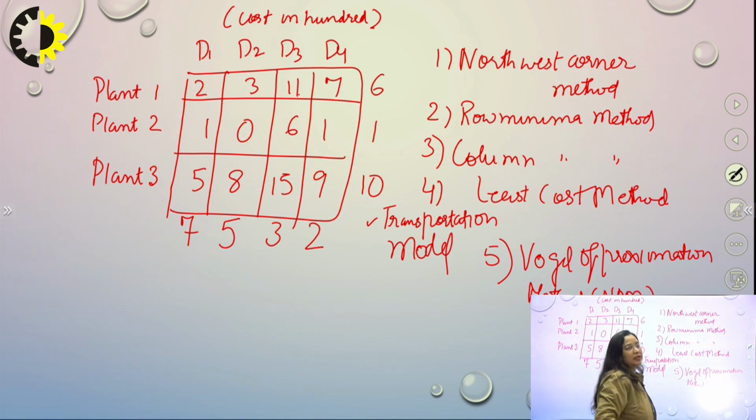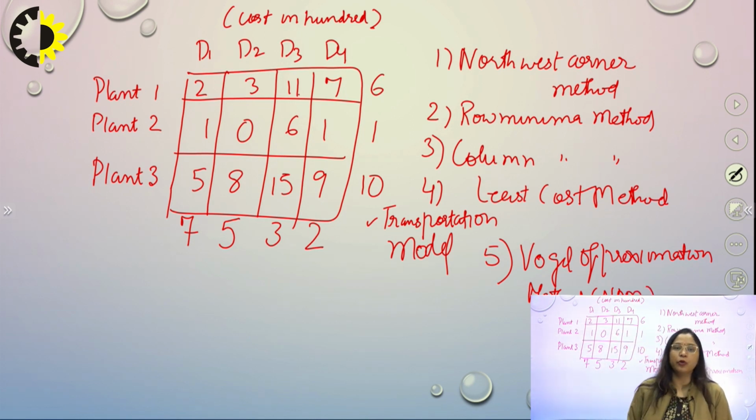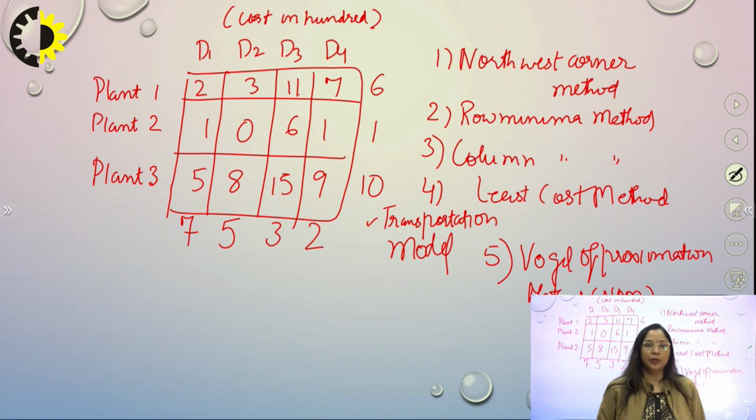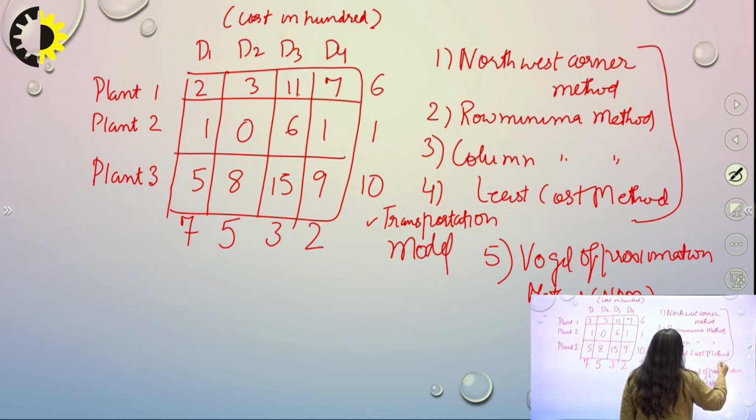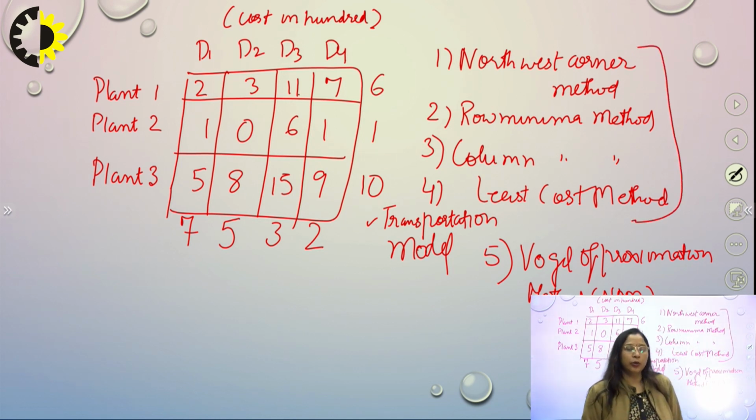Basically, all these methods are hit and trial methods, apart from the Vogel approximation method. Vogel approximation has a logic behind it that I will tell you while solving this problem. The rest of these 4 are hit and trial methods. So, continuing with this, I will first explain what the northwest corner method is.